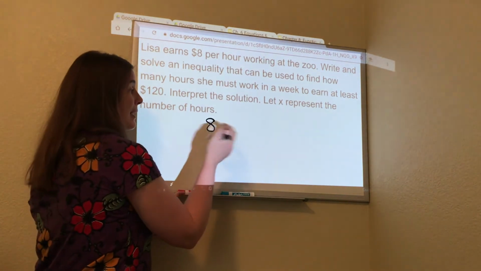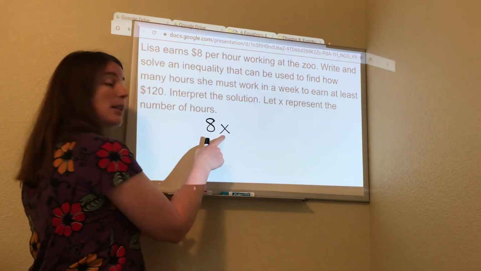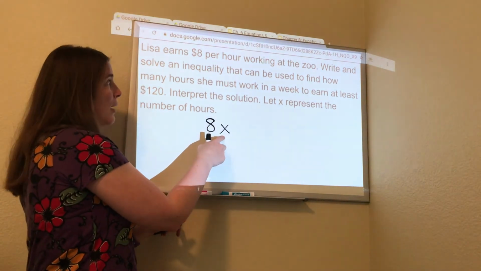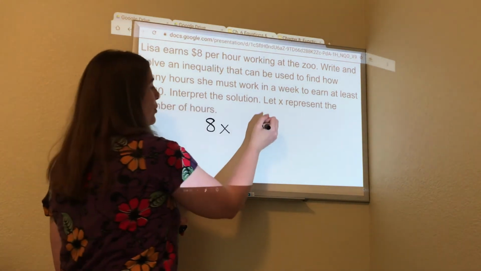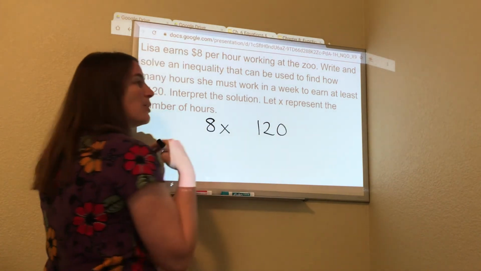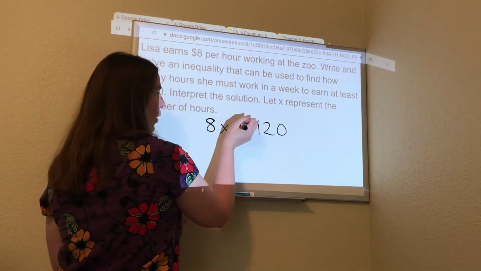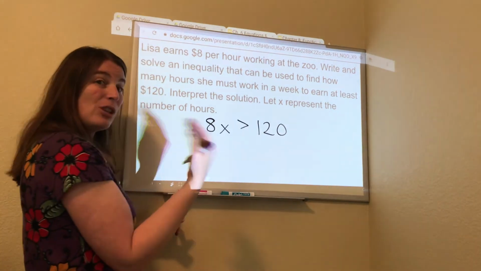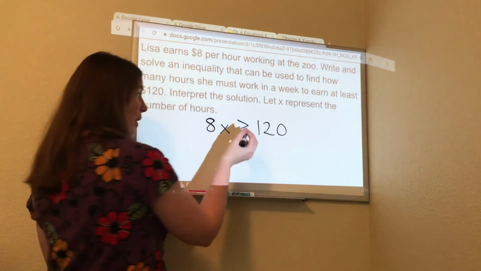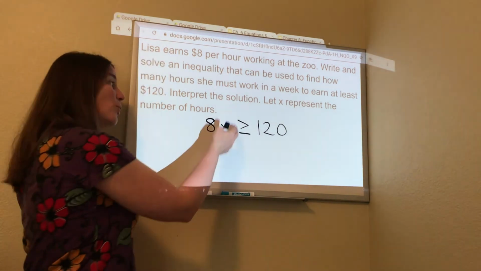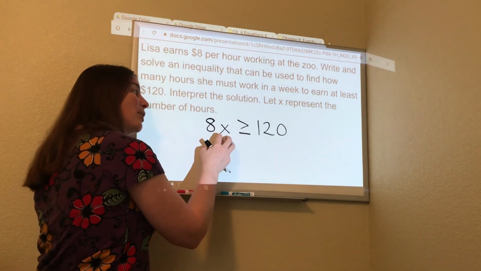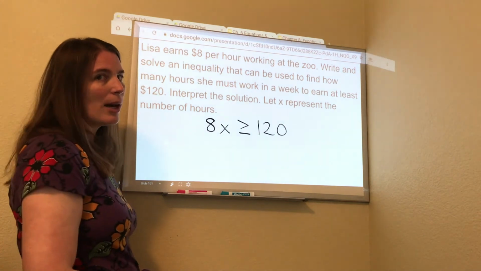So that means it's 8 times x, which is the number of hours, and she has to get to 120. Does she want more than it or less than 120? She wants more, so it'd be greater than. Can she have it equal to? Yes, she can, so it could be equal to it. So she wants whatever she makes to be greater than or equal to 120. Let's go ahead and solve this.